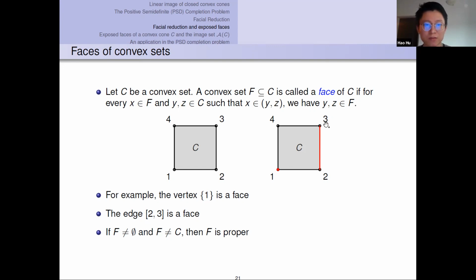Each edge is a face of dimension 1, because if you pick any 2 points in the convex set C, and the line segment connecting those 2 points has a non-empty intersection with this edge here, then you can see easily that those 2 points have to lie inside this edge. So this edge is also a face.